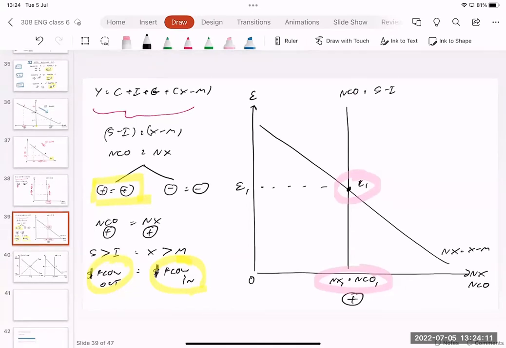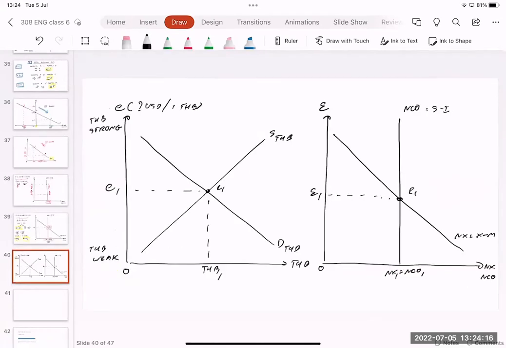When the money flows out, you need to sell Thai baht. When the money flows in, you need to buy Thai baht. So we can say that the supply for Thai baht actually represents NCO, the money that flows out. The demand for Thai baht actually represents NX, because the money is going to flow in. So in the two graphs like this, the vertical axes represent the nominal exchange rate together with the real exchange rate.